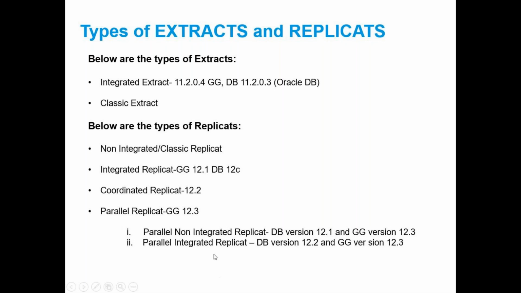Now to use the parallel non-integrated Replicat, the database version has to be 12.1 and the GoldenGate version has to be 12.3. For using parallel integrated Replicat, the database version has to be minimum 12.2 and the GoldenGate version has to be 12.3. If anything is lower, you cannot use the parallel Replicat. Okay?